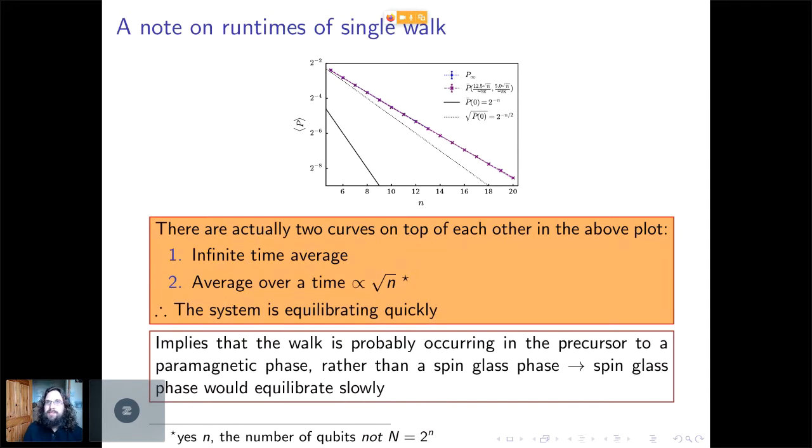What this means, if you're thinking technically in terms of phase diagrams, is we're probably in the precursor of what's called a paramagnetic phase rather than a spin glass phase, because the fundamental property of glasses is that they equilibrate slowly. I won't really touch on that too much. Those who have a bit more of a condensed matter background, that might be interesting to. Those who not, don't worry about it.